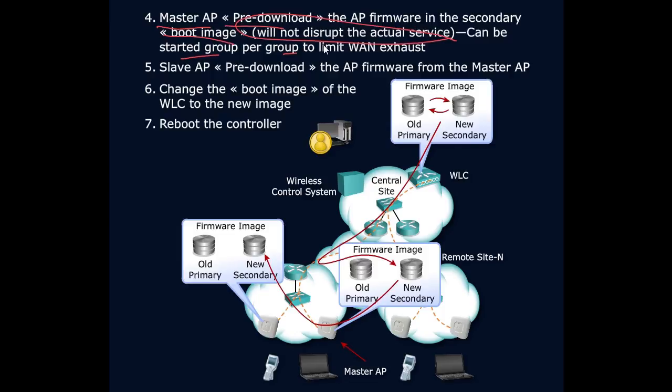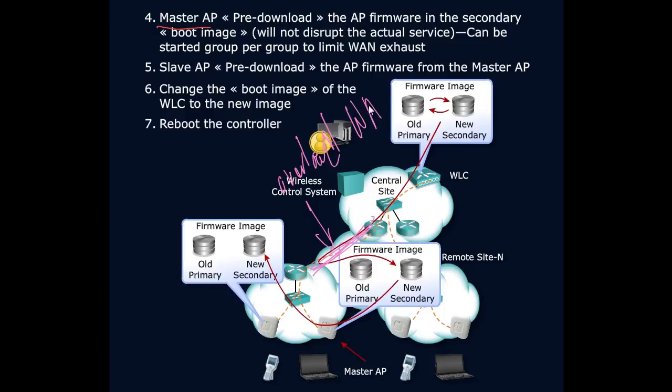Now, why would we want to do this on the group per group basis? Why would we want to start with one first instead of all at once? Well, we may not want to tax our link here. Because remember, this is coming from where? The firmware is actually coming from the wireless LAN controller, which means in this environment, we are traversing the wide area network. Right in here, the wide area network. And if we did both groups at the same time, we might have an overloaded WAN.